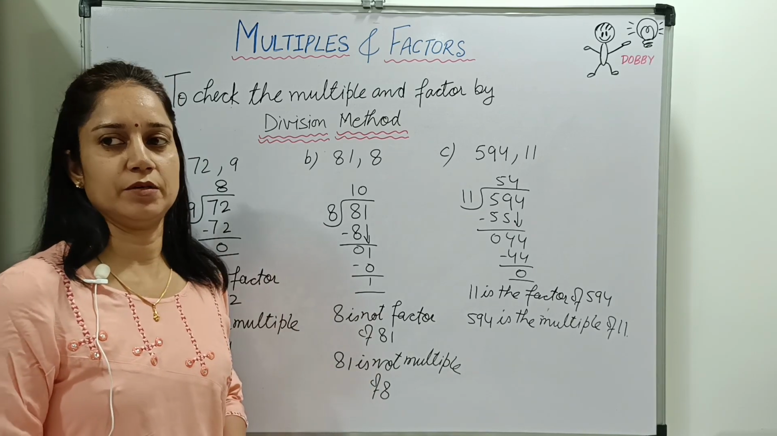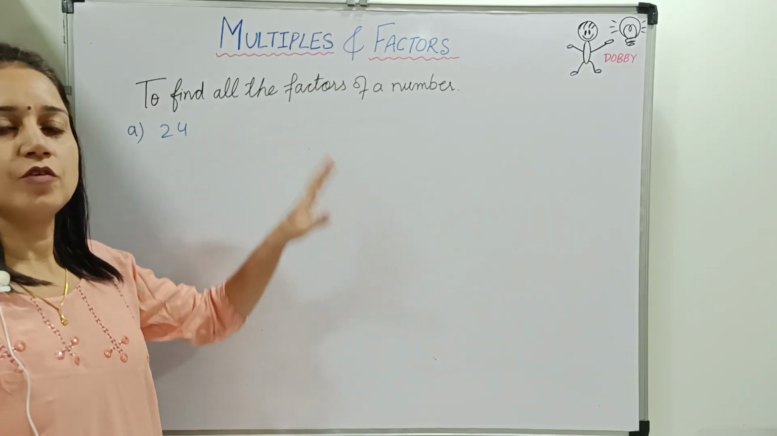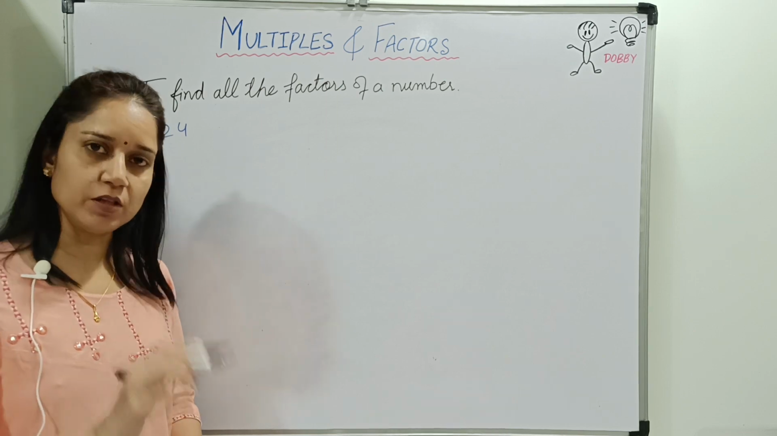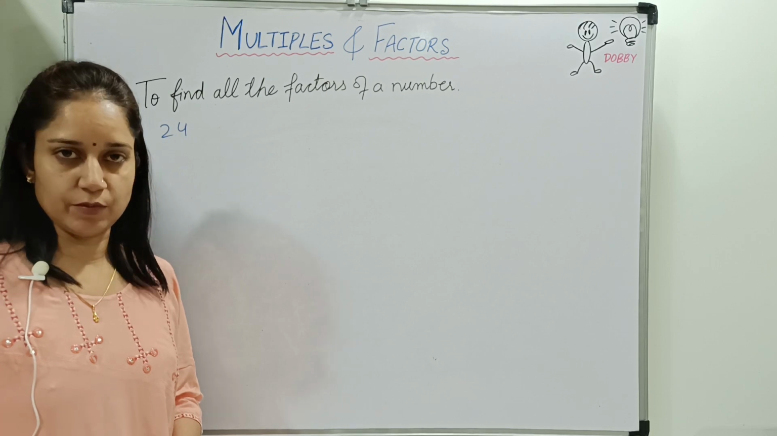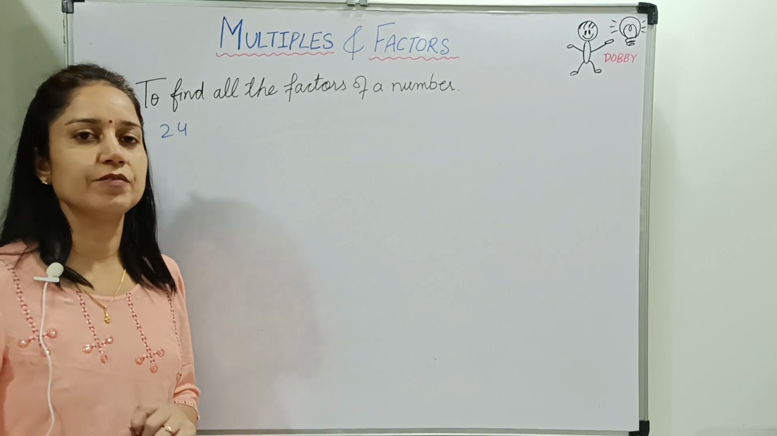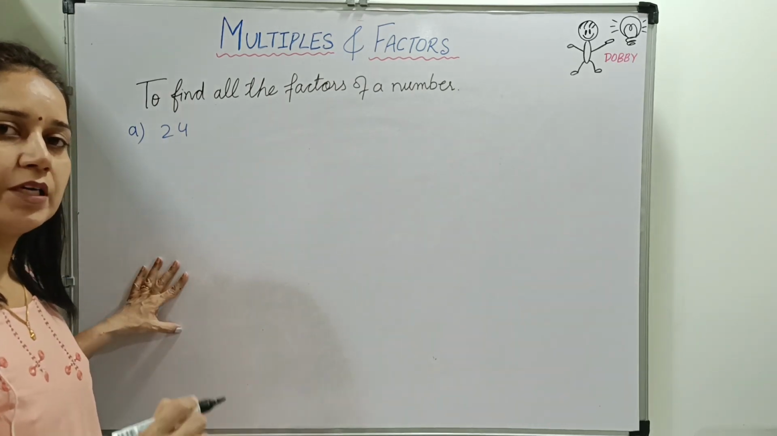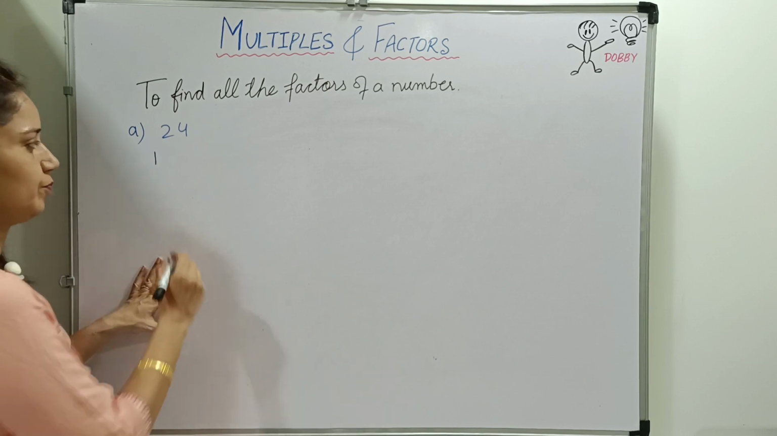Continuing further, now we will be seeing how to find all the factors of a given number. A number is given, you have to find all the factors. As you know, 1 is the smallest factor of every number. So we will be starting with number 1. We have to check all the tables where the number is fully divisible. Starting with the table of 1.